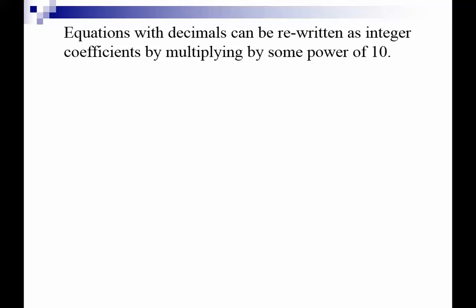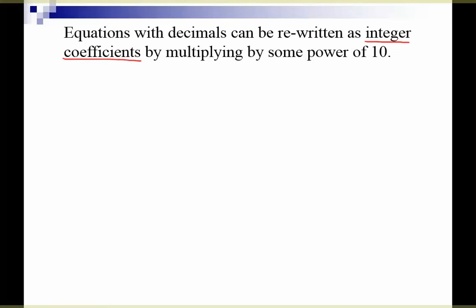Okay, so that's one topic. Here's the next topic. It says equations with decimals can be rewritten as integer coefficients by multiplying by some power of 10. That seems very wordy, so let's make sure we understand what we're talking about here. Okay, the first term is this integer coefficients.